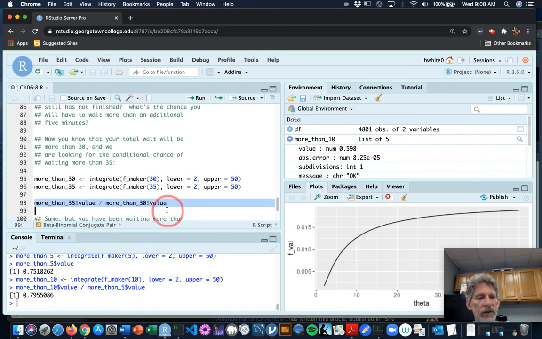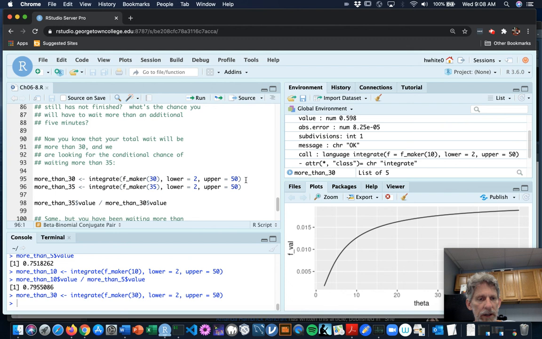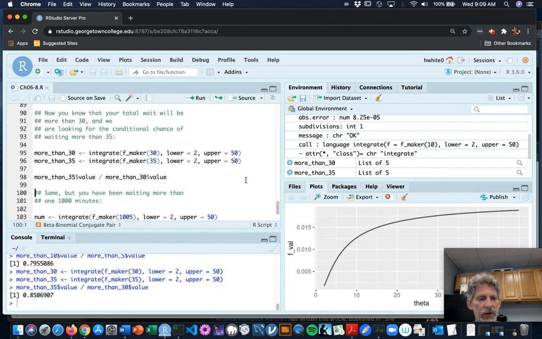So I've got to find this quantity. I need my more than 30, I need my more than 35, and then I'm ready for my conditional probability. It's like 85%. And again, that continues to make sense. If you have waited 30 minutes so far, it's kind of unlikely that you had one of those tellers with really low thetas around 2, 3, 4 minutes or so. For those tellers, it would have been unlikely for them to take you so long. Most likely you've got tellers with larger thetas, and so we get this larger result.